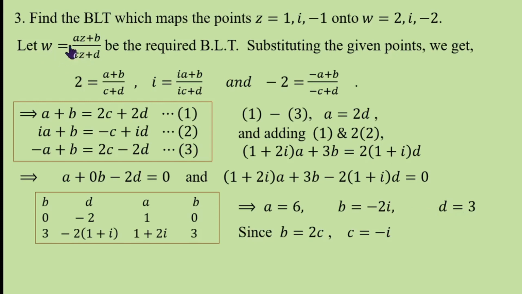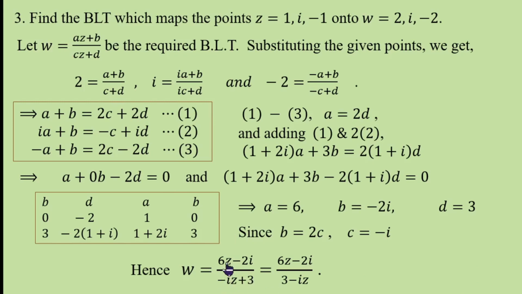Substitute in the required bilinear transformation, w equals (az plus b) by (cz plus d). Therefore, the required bilinear transformation is (6z plus b, b is minus 2i) divided by (cz, that means minus i into z, plus d, that is 3).